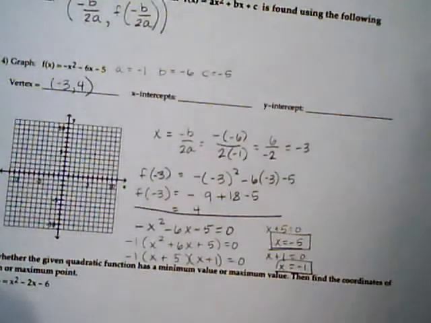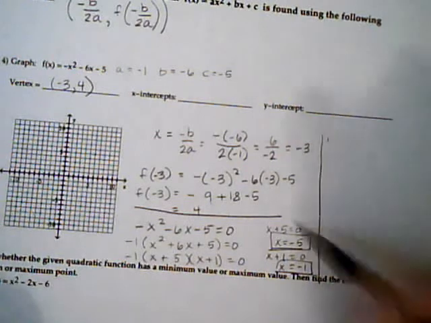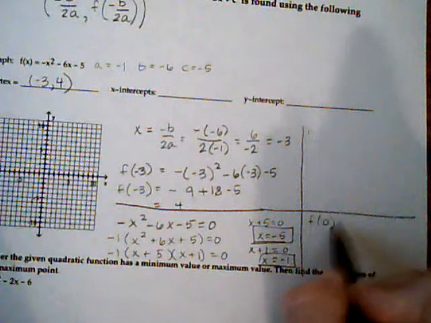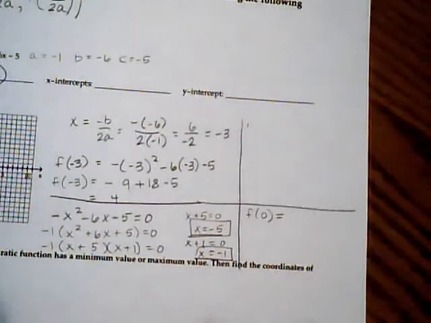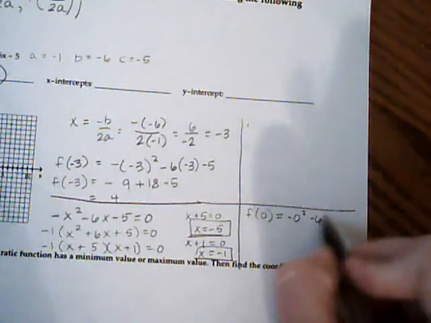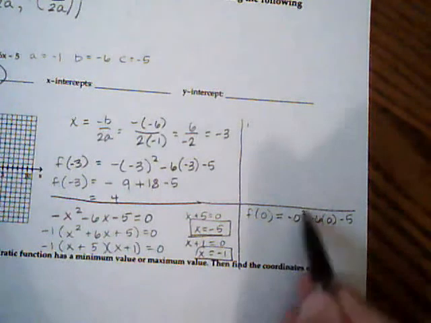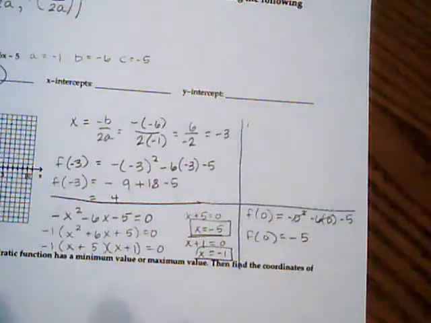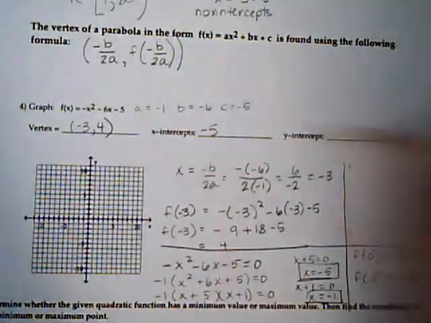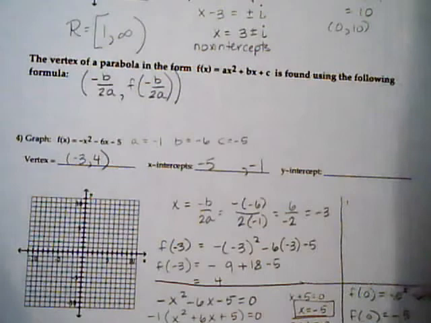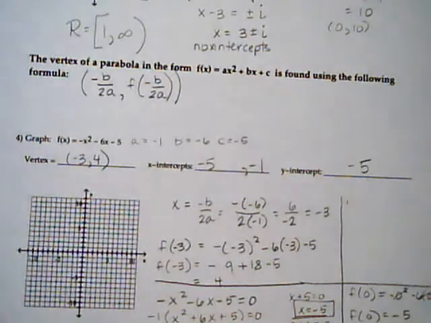Okay, now to find the y-intercept, that means that you evaluate the function at 0. So if I plug in a 0, negative 0 squared minus 6 times 0 minus 5, this will all zero out, and my y-intercept would just be negative 5. Okay, so I have negative 5 and negative 1 for x-intercepts, and negative 5 for a y-intercept.